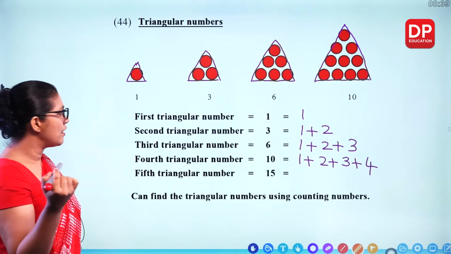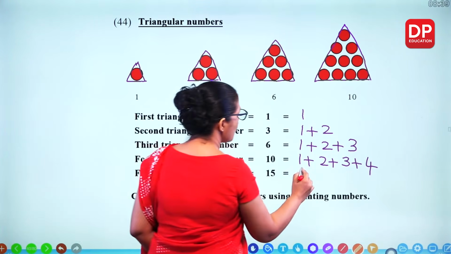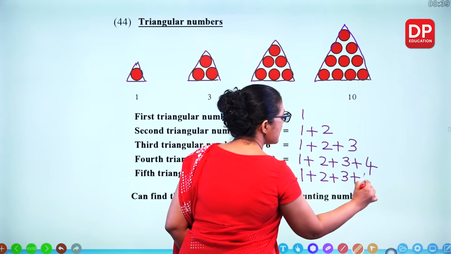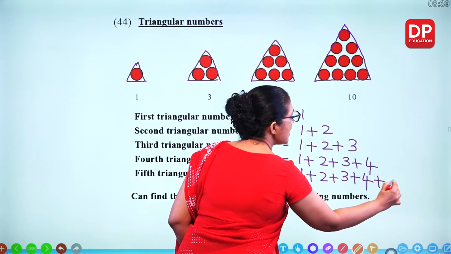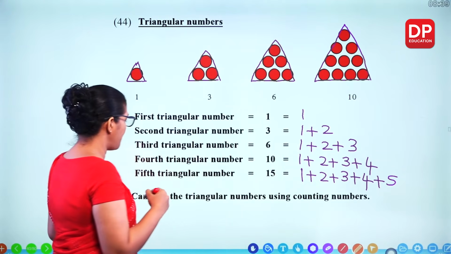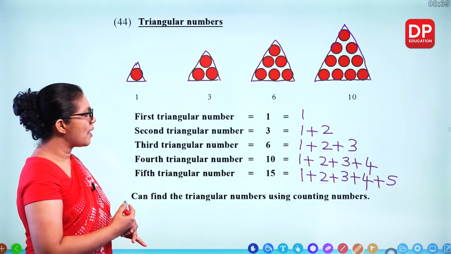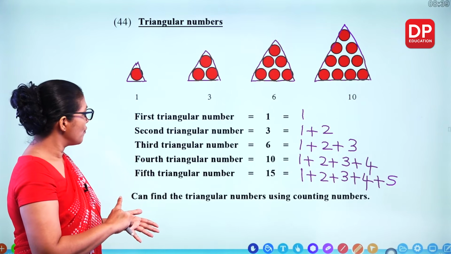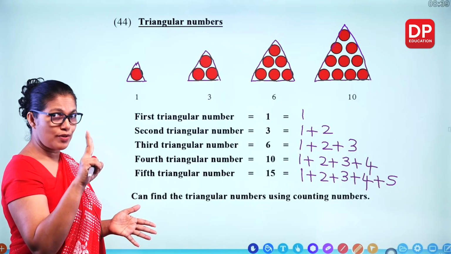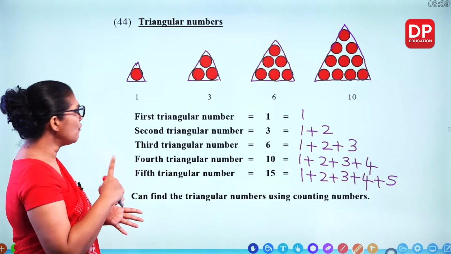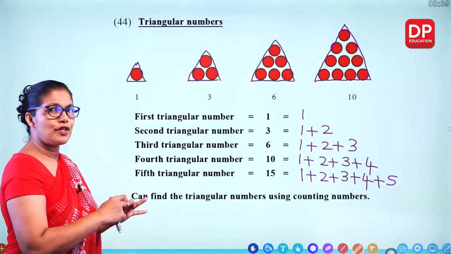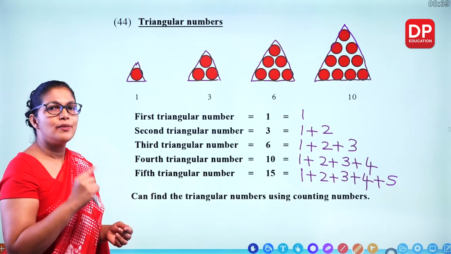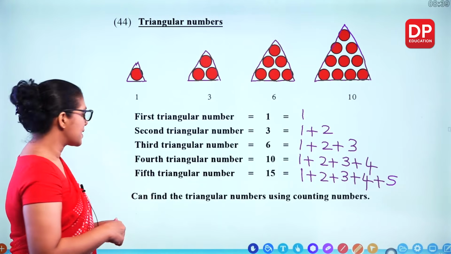So fifth triangular number, 15. How do you get it? 1 plus 2, 3. 3 plus 3, 6. 6 plus 4, 10. 10 plus 5, 15. So we can find the triangular numbers using counting numbers. If you want the second one, you take 2 numbers, 1, 2. If you want the fifth, 1, 2, 3, 4, 5. So adding counting numbers, you get the triangular numbers.